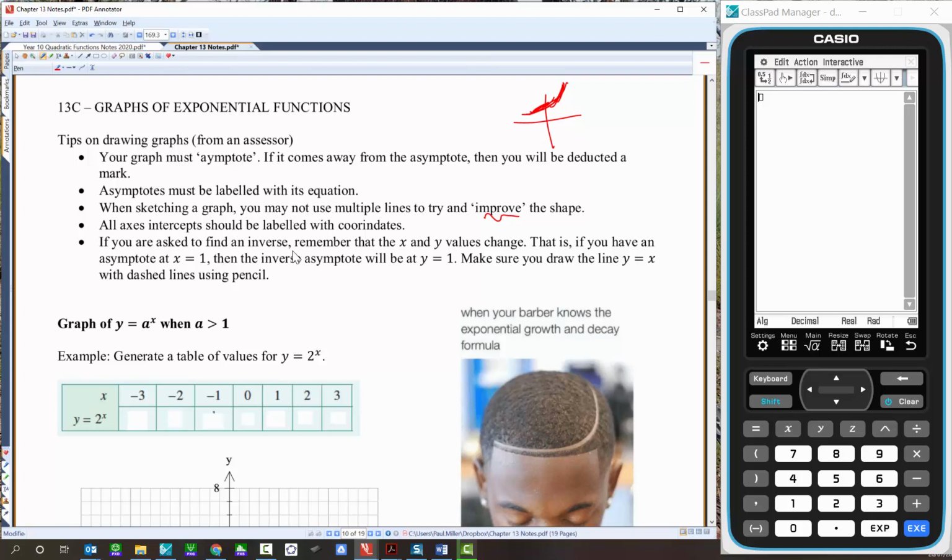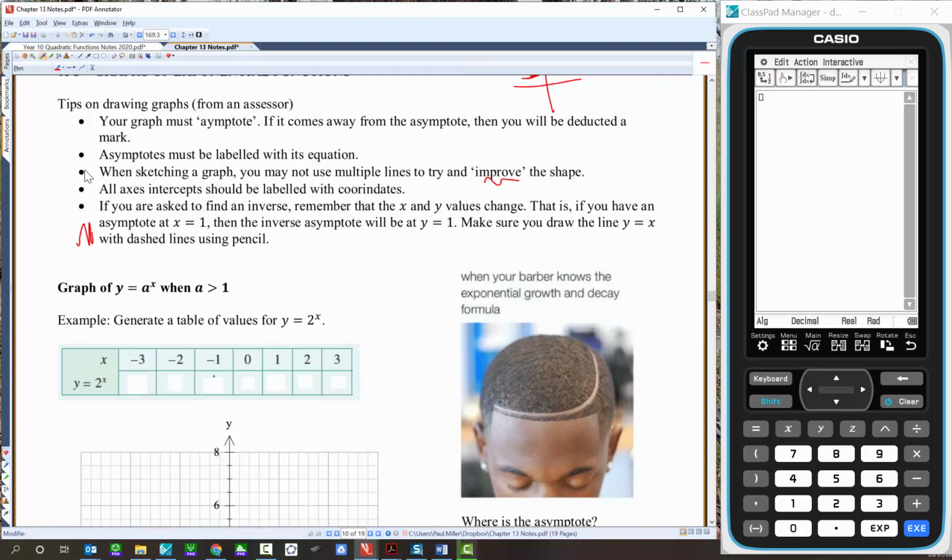If you're asked to find an inverse, remember that x and y values change. That is, if you have an asymptote at x equals 1, then the inverse asymptote will be at y equals 1. Make sure you draw the line y equals x with dashed lines using pencil. That will come up when we do an inverse function.